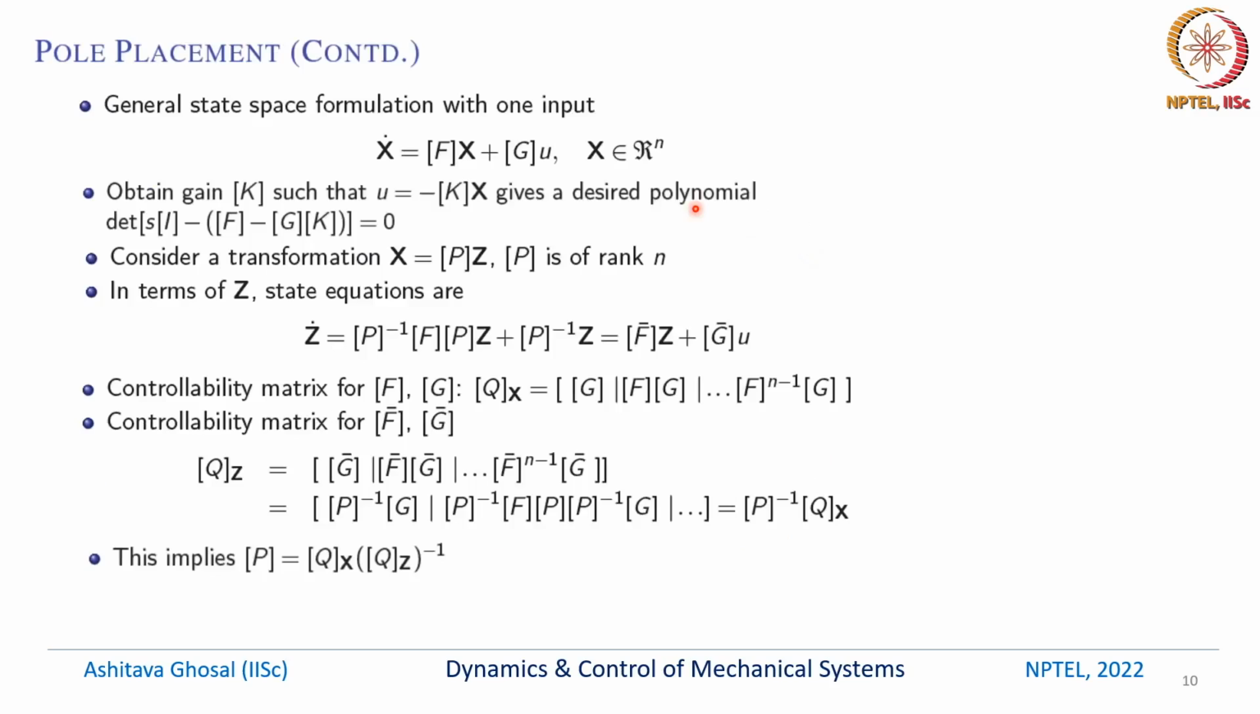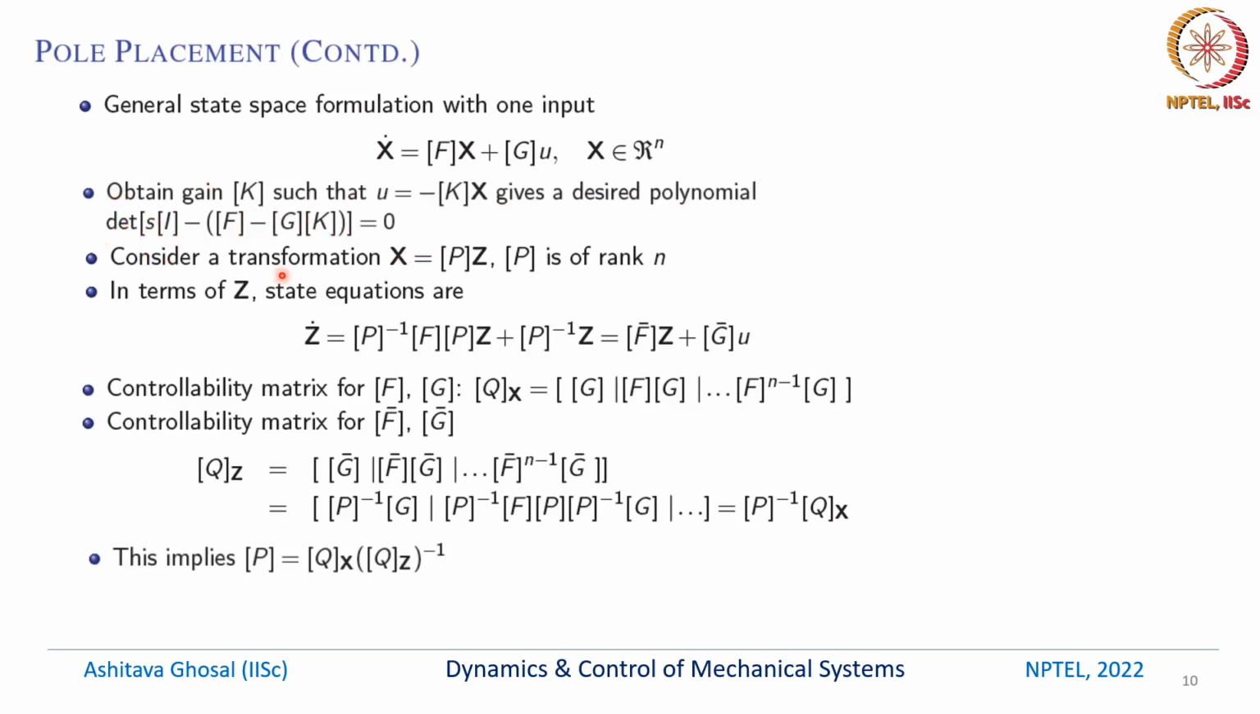So let's continue a little bit. The general state space formulation with one input can be written as x dot equals fx plus gu. Now x is an n by 1 vector. We can obtain gain k such that u equals minus kx gives a desired polynomial, which is determinant of sI minus F minus gk equal to 0.